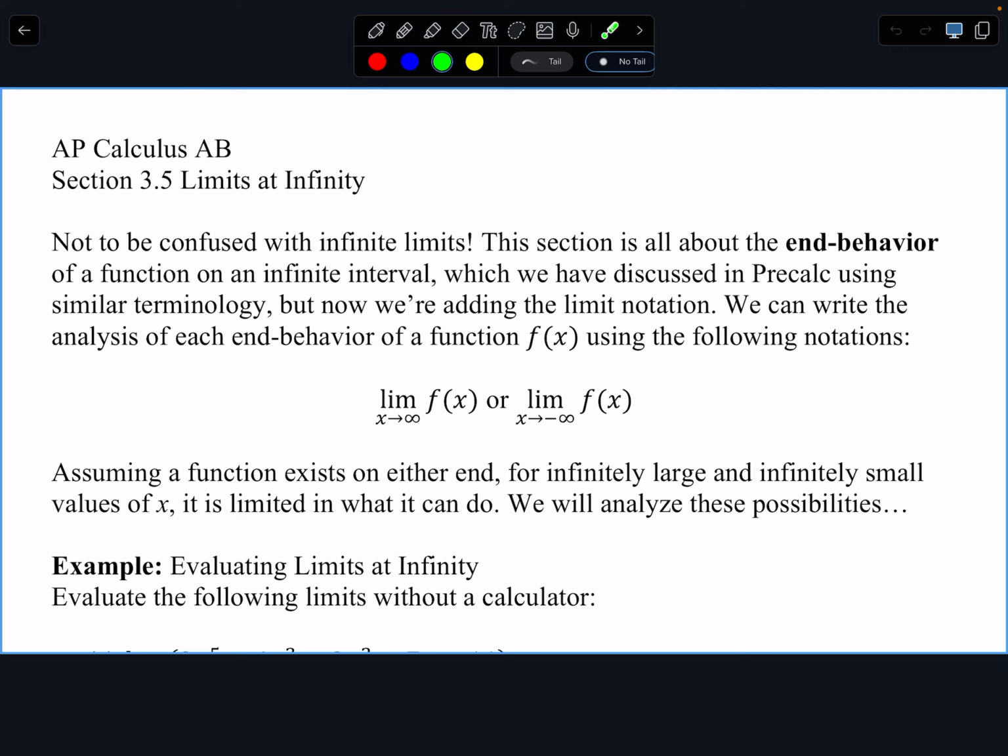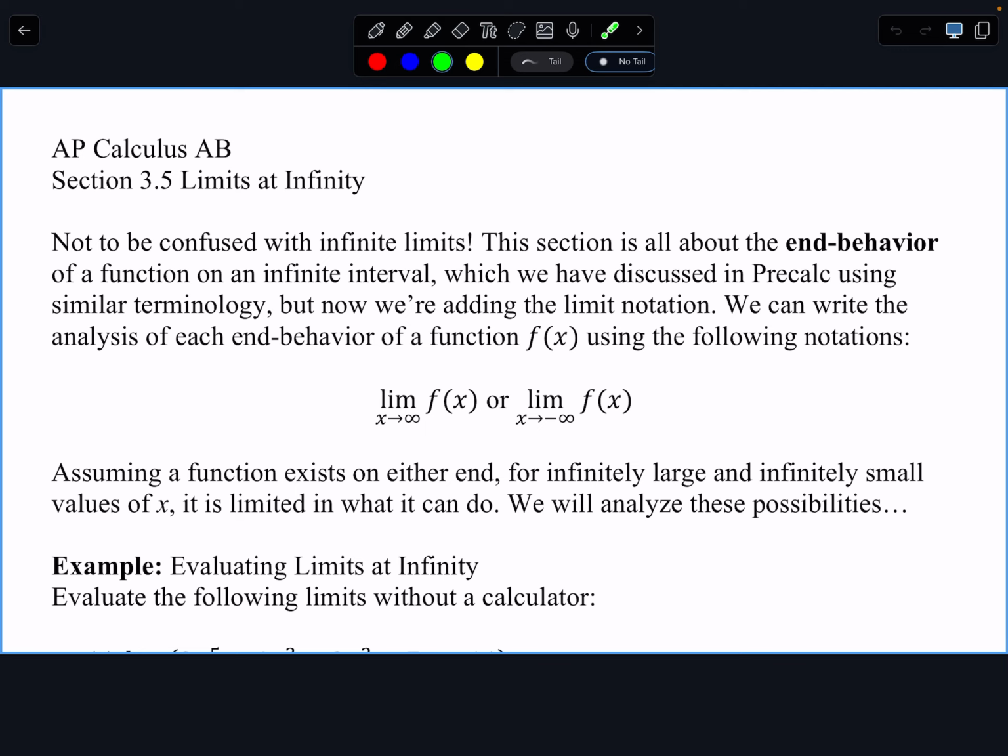The reason that this section is in chapter 3 is chapter 3 is all about curve sketching from a calculus perspective. So we'll be referencing limits at infinity, like as x approaches positive or negative infinity, in that unit, but we'll just have already covered it. Okay, so we won't have to do the lesson when we're in chapter 3.